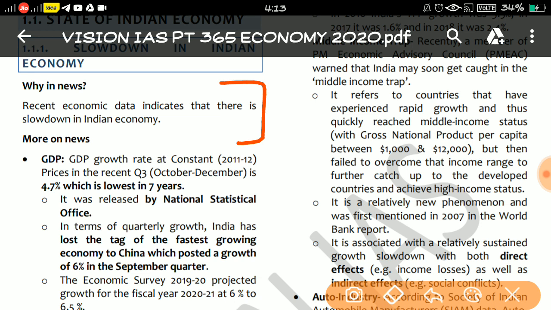For example, you can look at the GFCF, that is, capital formation in the economy. You can look at the saving rate in the economy. You can look at production in terms of manufacturing. You can look at the service sector. You can look at different dimensions of the Indian economy in order to understand that yes, there is a slowdown.